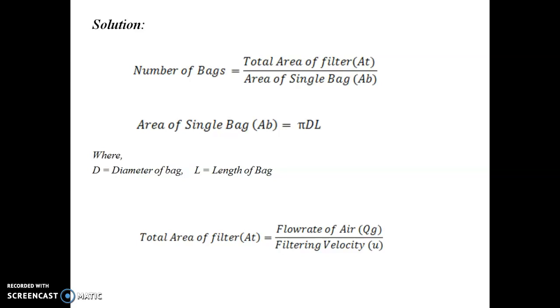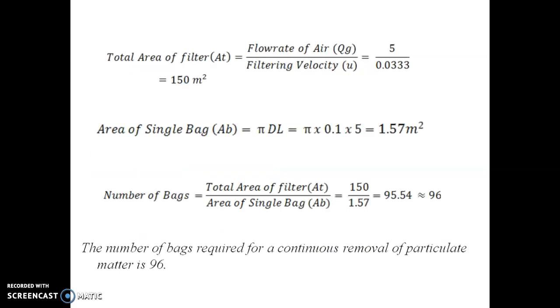Then total area of the filter is determined by taking the ratio of the flow rate of air and the filtering velocity of the fabric filter. The equation used here to calculate the total area of the filter, AT, takes the ratio of 5 meter cube per second of air flow rate and the filtering velocity of around 0.0333 meter per second. So the total area of the filter is around 150 meter square, and area of the single bag is determined as 1.57 meter square.